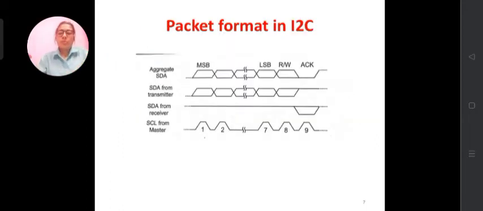Packet format in I2C. With I2C, data is transferred in messages. Messages are broken up into frames of data. Each message has an address frame that contains the binary address of the slave, and one or more data frames that contain the data being transmitted. The message also includes start and stop conditions, read/write bits and acknowledgement bits. From the figure, we can see the most significant bit, the least significant bit, the data read and write signal and the acknowledgement signal.